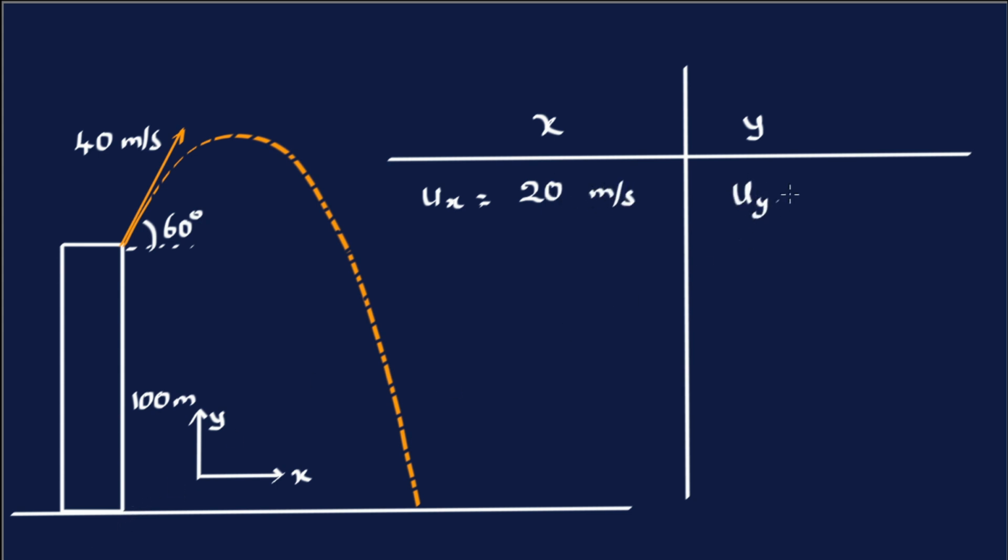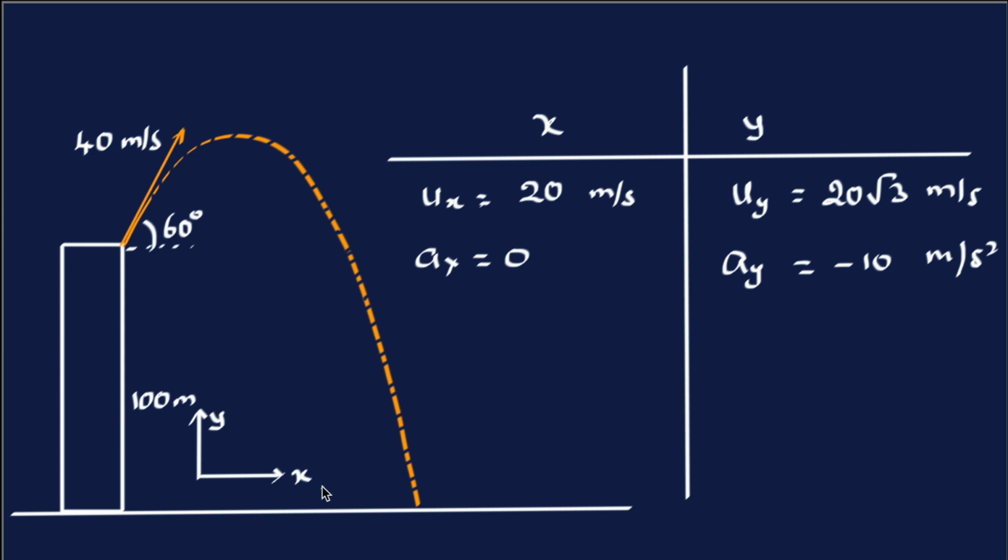The y component of the initial velocity is 40 sine 60. That is 40 multiplied by root 3 by 2. That is 20 root 3 meters per second. Acceleration in the y direction is minus 10 meters per second squared. And acceleration in the x direction is 0.